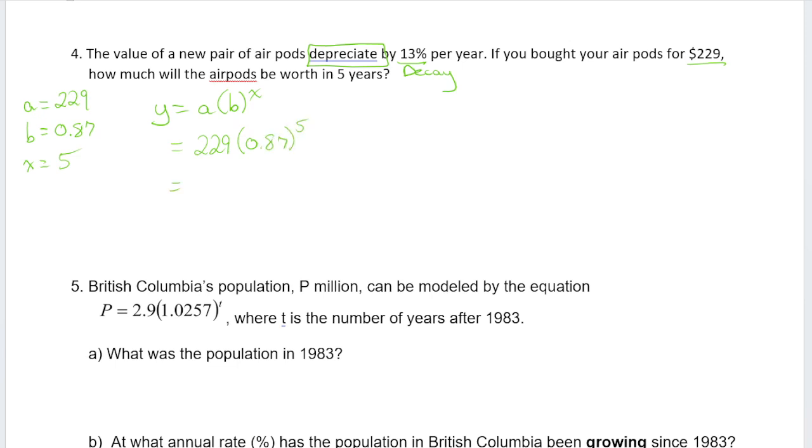And when we calculate that out, we will get $101.61. So after only 5 years, they're worth less than half of what you paid for it. And we'll do our therefore statement and everything else. So yeah, we did 100% minus 13% equals 87%. That was how we got our b value.